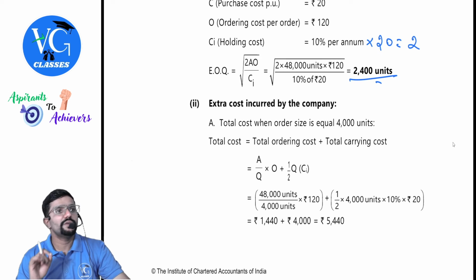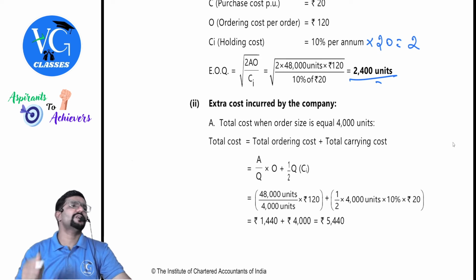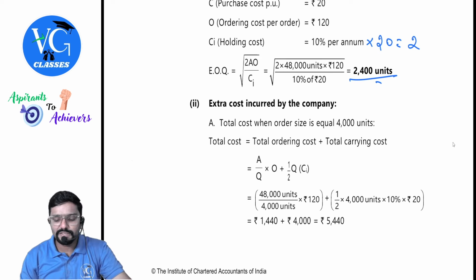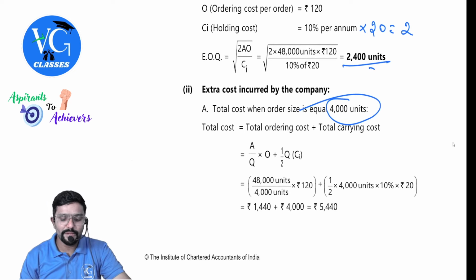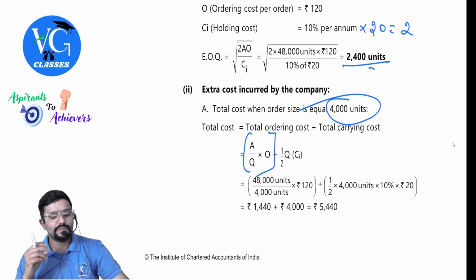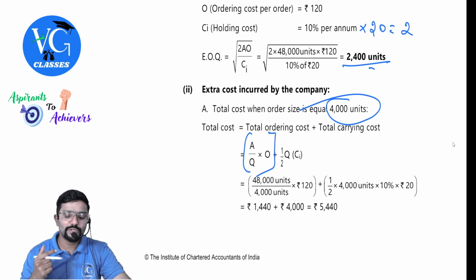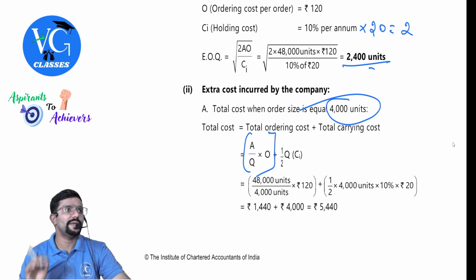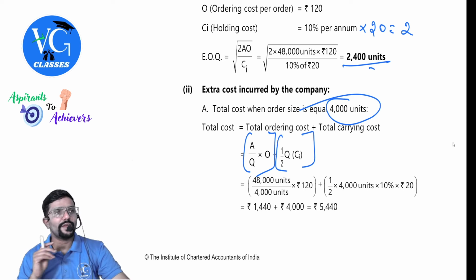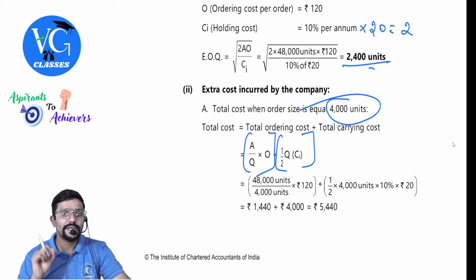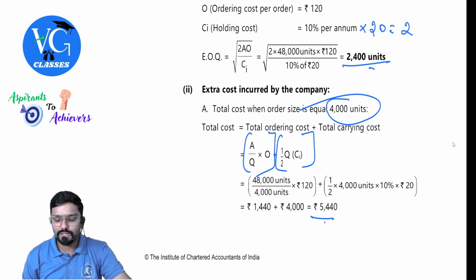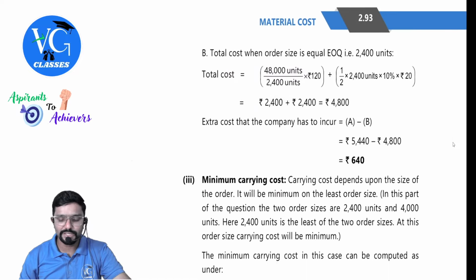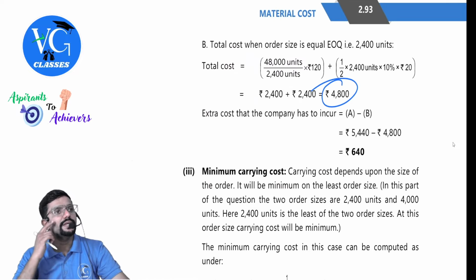Later they told you need to order a minimum of 4,000 units. What is the additional cost you will incur? So in that case, what is the order size, guys? 4,000. So what would be the total cost? Ordering cost would be A by Q, that is 48,000 divided by 4,000 into ordering cost per order 120. Then carrying cost is half into lot size, 4,000 into 2 rupees, which comes to 5,440. But at EOQ, how much, sir? At EOQ, it is 4,800.